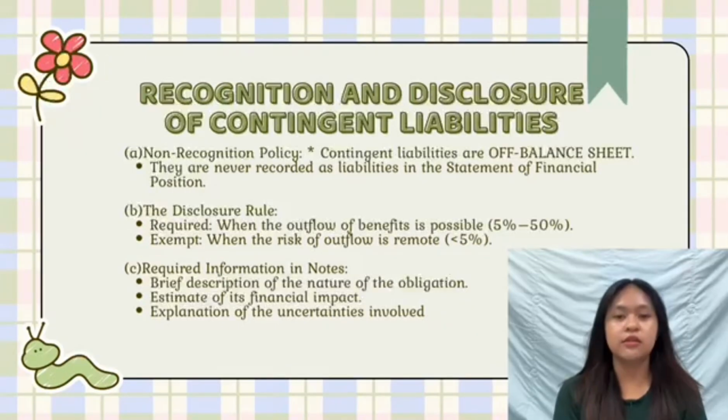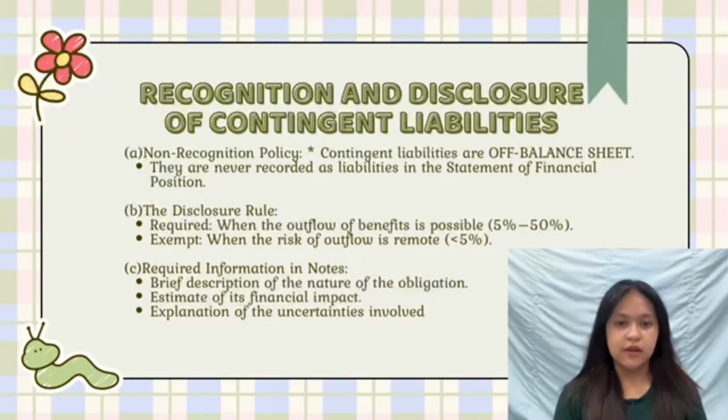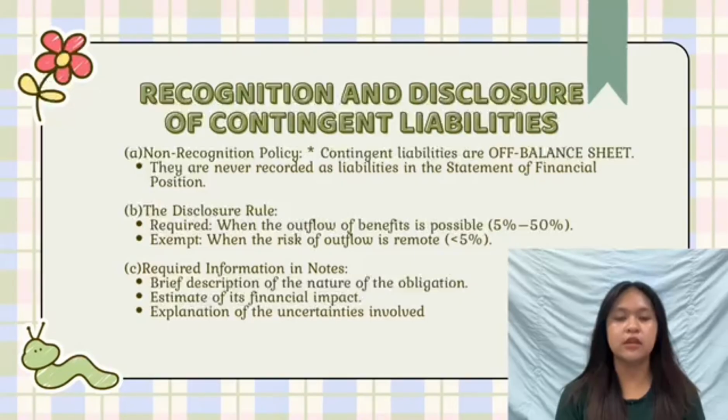B. The disclosure rules require disclosure when the outflow of economic benefits is possible, between 5% and 50%. As an example, when the risk of outflow is remote, under 5%, the required information is not disclosed.